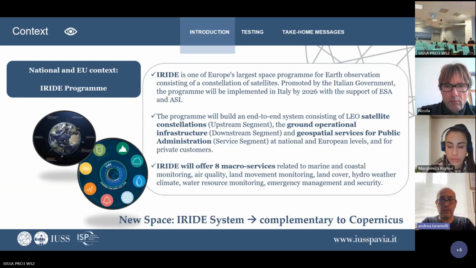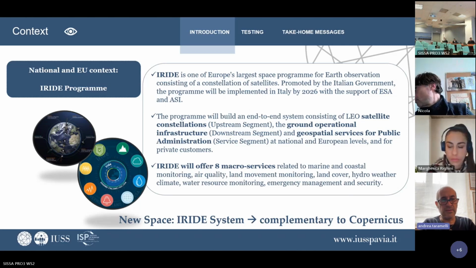I already introduced this a little bit, but I'm happy to say that with the Next Generation EU, we have presented a national master plan in space economy. Now Italy is complementing what is already available from Copernicus. And if you have never heard about Copernicus, please check it out, because it's a giant amount of information.